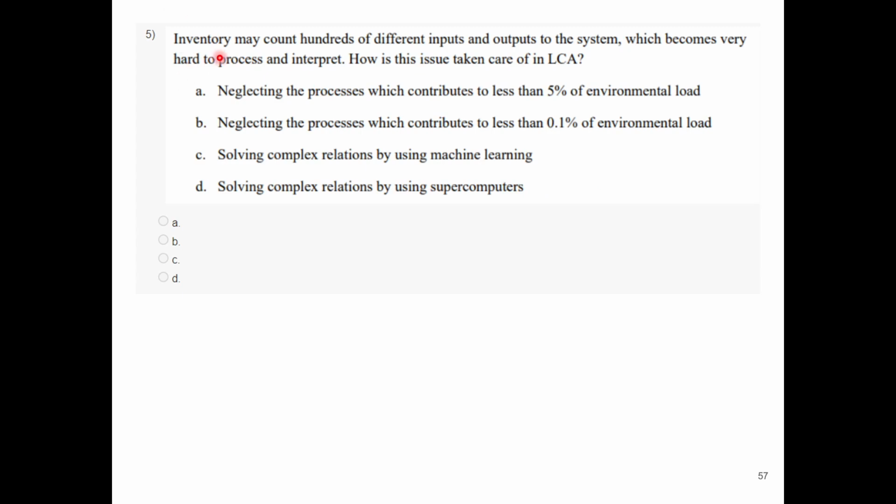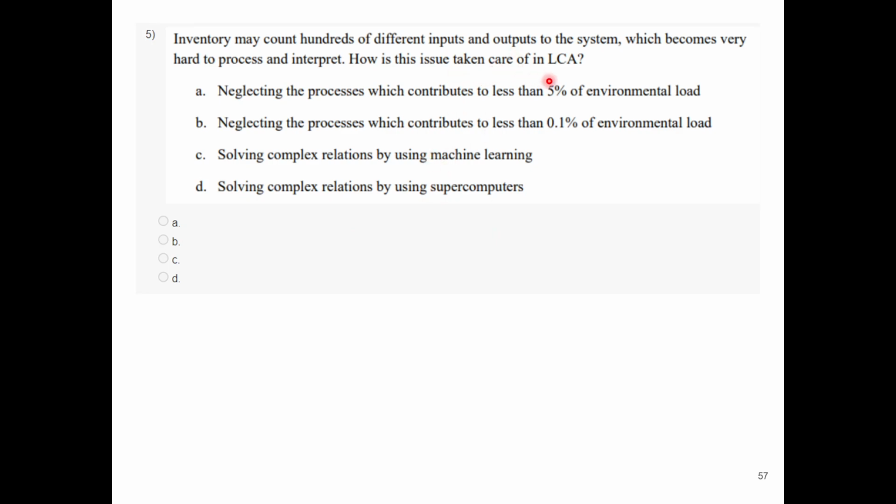Fifth question, inventory may count hundreds of different inputs and outputs to the system, which becomes very hard to process and interpret. How is this issue taken care of in LCA? Okay, so A, neglecting the processes which contribute to less than 5% of environmental load. B, neglecting the processes which contribute to less than 0.1% of environmental load. C, solving complex relations by using machine learning. Or D, solving complex relations by using supercomputers. So out of A, B, C, or D, which is the correct option?